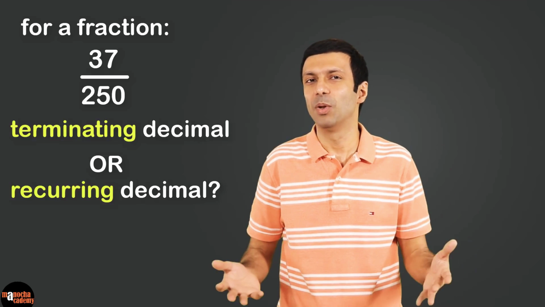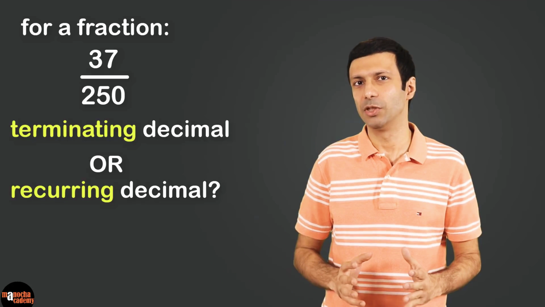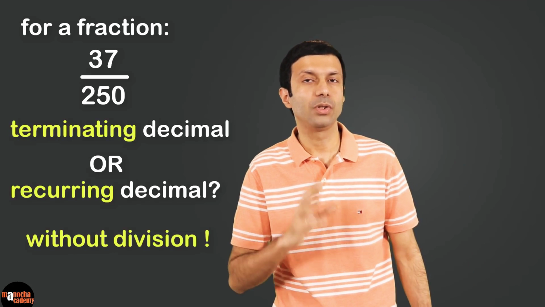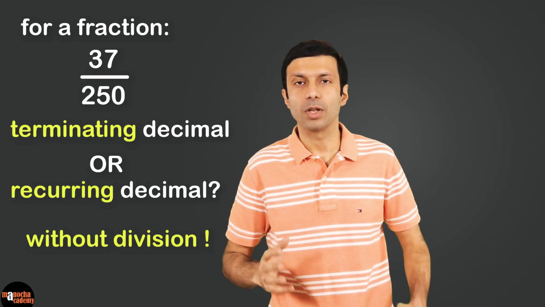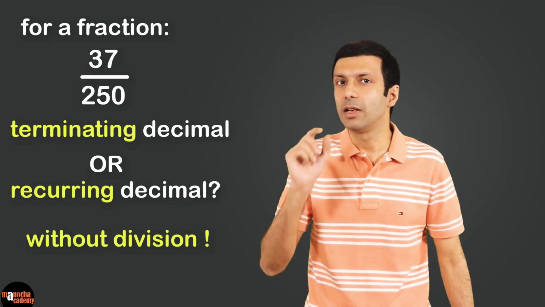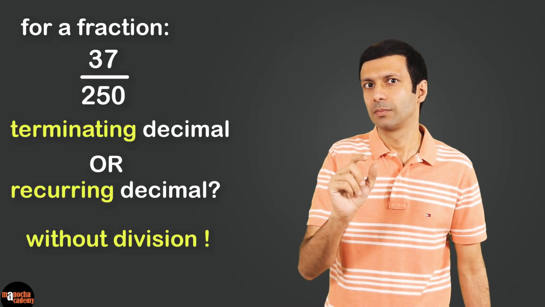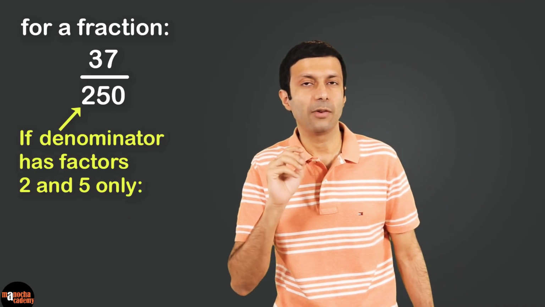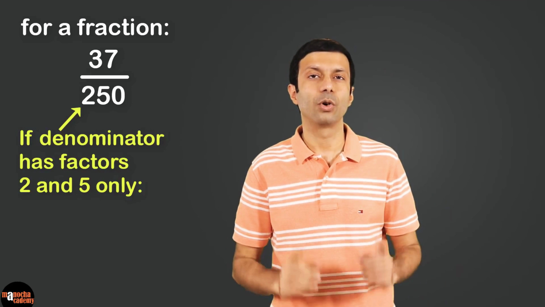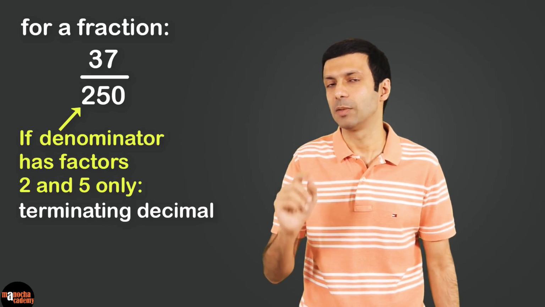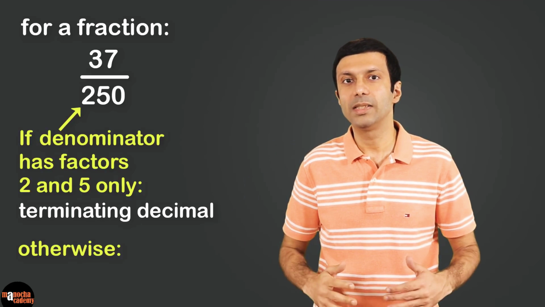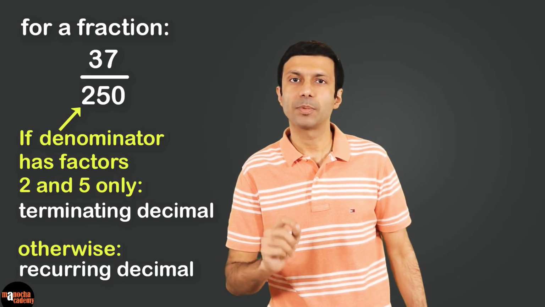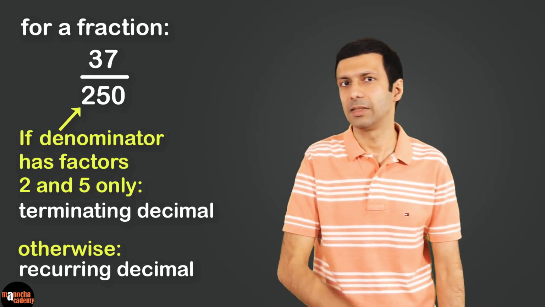Of course, one simple way is to actually do the division. But there's another trick where you don't need to divide. Now what's the trick? You need to take a look at the denominator. And if the denominator has factors of 2 and 5 only, then you're going to get a terminating decimal number. Otherwise, it's going to be a recurring decimal number. Let me pull up some examples to illustrate this.